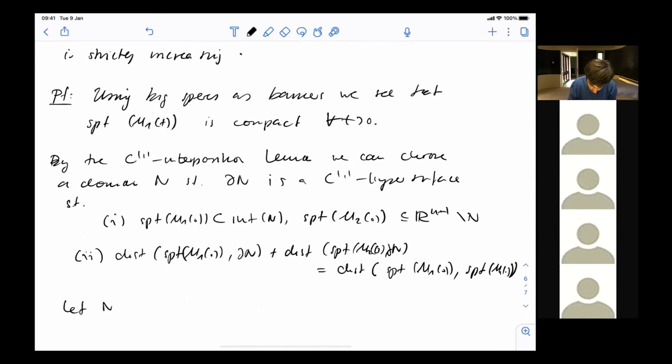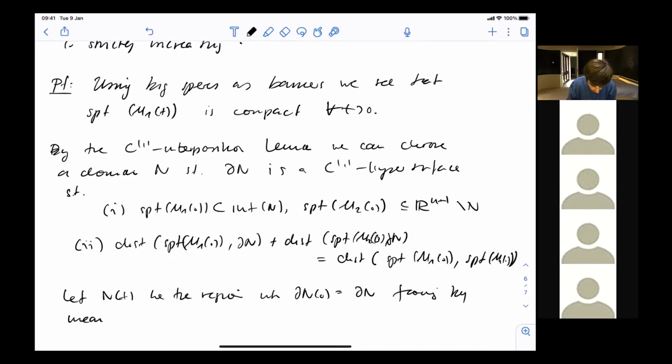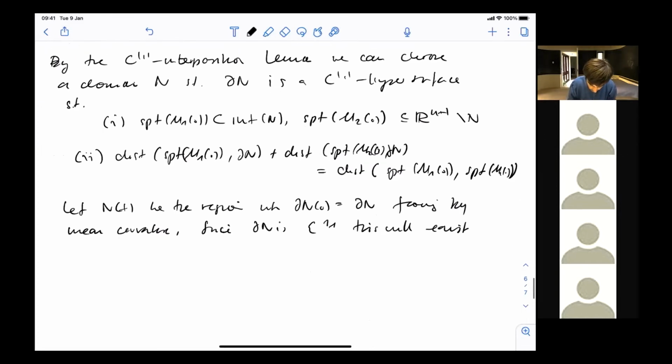Now let N of t be the region with ∂N of 0 being ∂N flowing by mean curvature. We need this only for a short time, huh? Since we have that ∂N is C11, this will exist for a short time. Actually, even C1 would have been enough, yeah? Or small Lipschitz, yeah? We can then use theorem 6.3, yeah? Because the flow will be smooth for every positive time, yeah? So we can use these as barriers to see that.